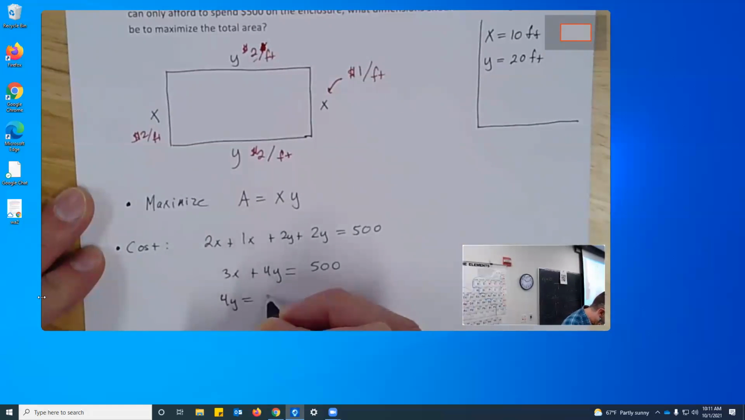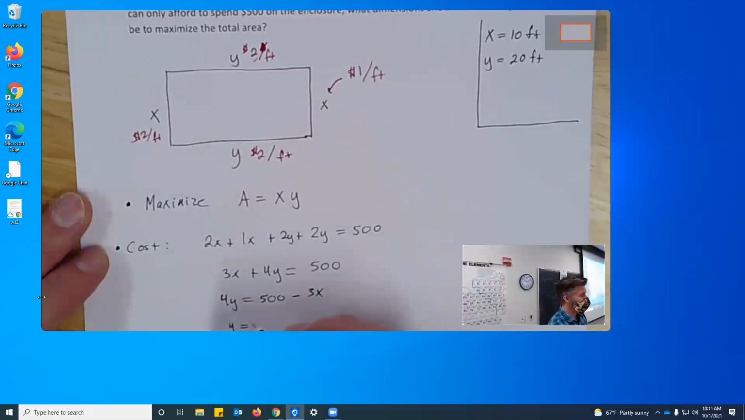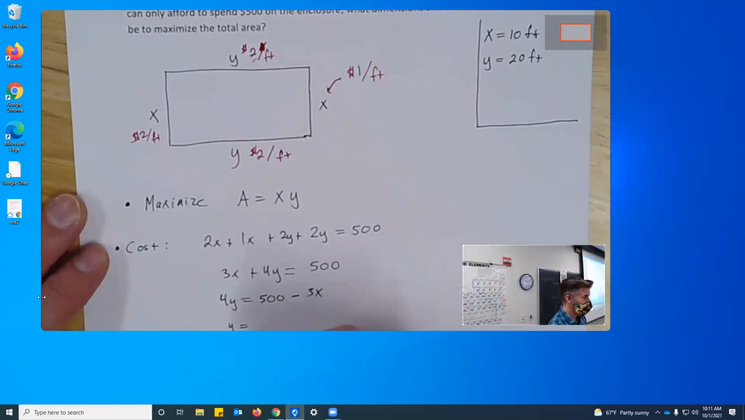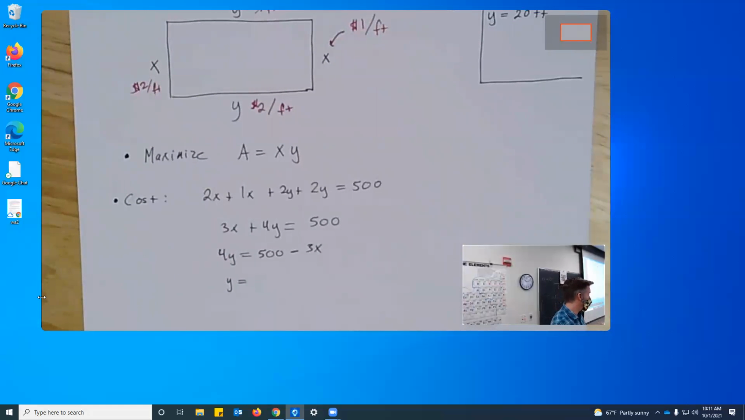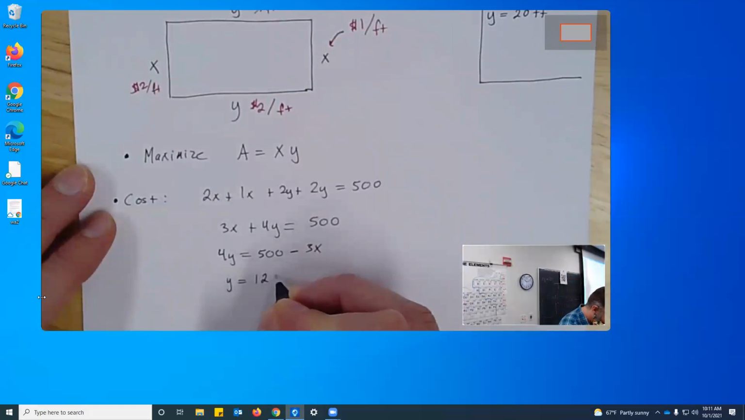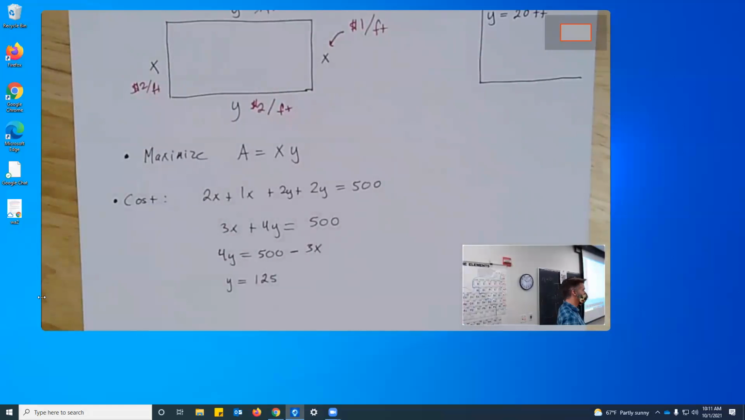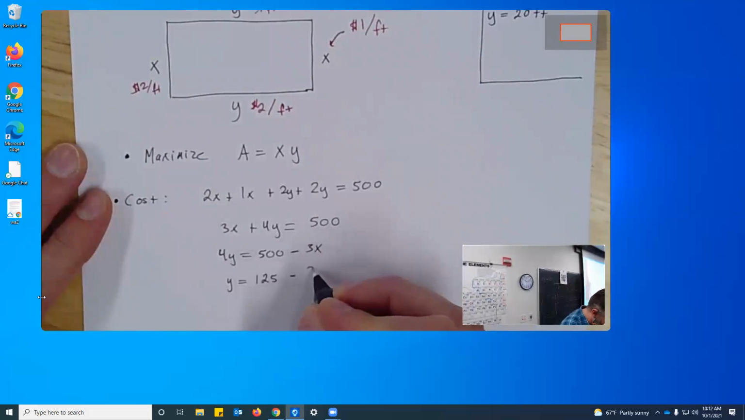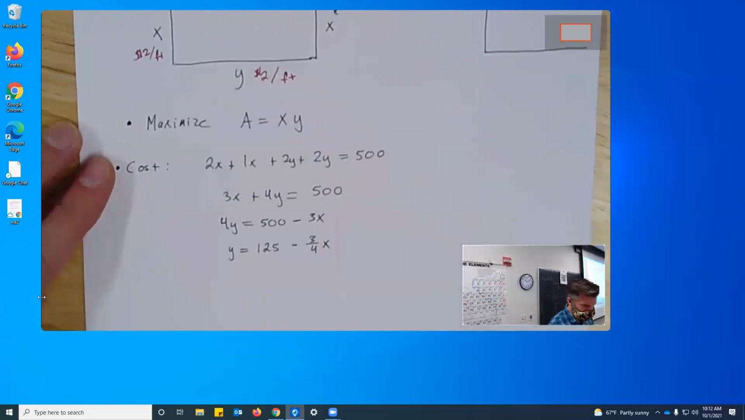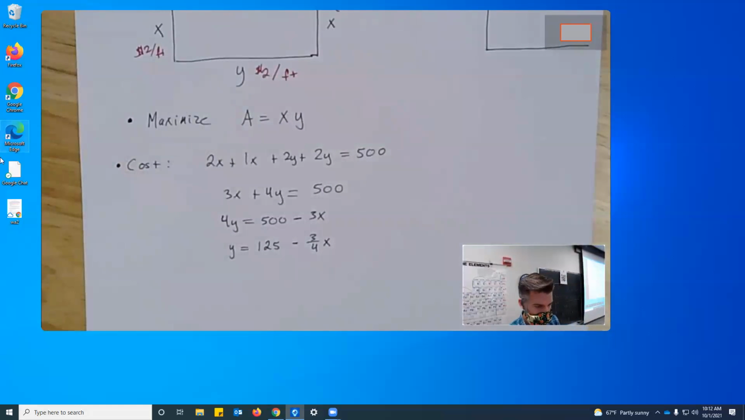y equals 500 minus 3x, and then divide by 4. 500 divided by 4 is 500 divided by 2 twice. 500 divided by 2 is 250. Oh yeah, thank you. 250 divided by 2 is 125. So if you're ever having trouble dividing by 4, it's usually easier to do division by 2 twice. And then 3 divided by 4 is 3/4. You could also use a decimal of 0.75. That's not the choice I'm almost ever going to make, but that doesn't mean you can't make that choice. But fractions usually do work out nicer.